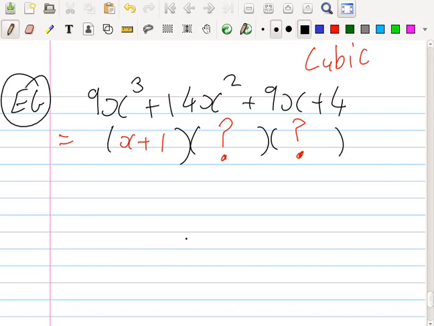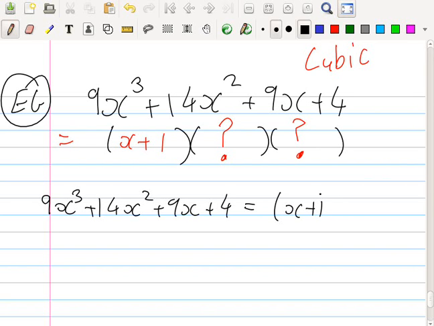So how can we do that? Well, let me just rewrite this again on one line so I can fit it in. I have 9x cubed plus 14x squared plus 9x plus 4 equals x plus 1 times something else. Might be 1, might be 2, I don't know. There's other things here that multiply by x plus 1 to make this, and I don't know what it is. But if you think back to question 3, what you could do is divide this underneath here, right?